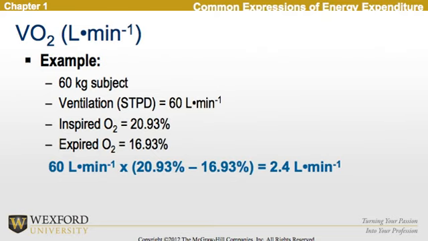Now looking at these terms and the expression of energy expenditure, we have VO2, which we mentioned, expressed in liters per minute. An example would be a 60 kilogram subject with a ventilation of 60 liters per minute, where inspired O2 is equal to 20.93% and expired O2 is equal to 16.93%. So we have 60 liters per minute times 20.93% minus 16.93%, which ultimately equals 2.4 liters per minute for our VO2.